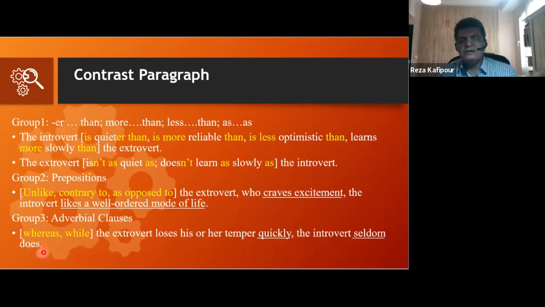See, in any circumstance that it is possible, in any condition possible, you should try to omit parallel structure. Here, "loses his or her temper" is replaced by the verb "does" in order to prevent parallel structure. Instead of saying the introvert seldom loses his or her temper, we say the introvert seldom does. So it is very important to prevent parallel structure whenever possible. We should not repeat them.